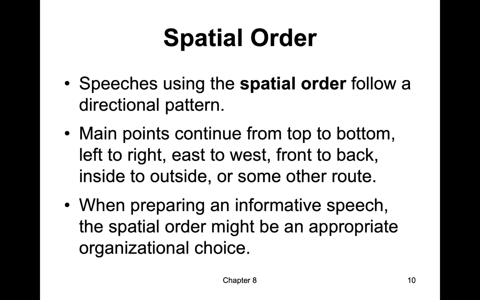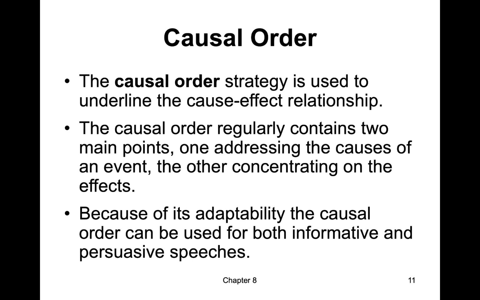Speeches using the spatial order follow a directional pattern. Main points continue from top to bottom, left to right, east to west, front to back, inside to outside, or some other route. When preparing an informative speech, the spatial order might be an appropriate organizational choice. The causal order strategy is used to underlie the cause and effect relationship. The causal order regularly contains 2 main points, one addressing the causes of an event and the other concentrating on the effects. Because of its adaptability, the causal order can be used for both informative and persuasive speeches.